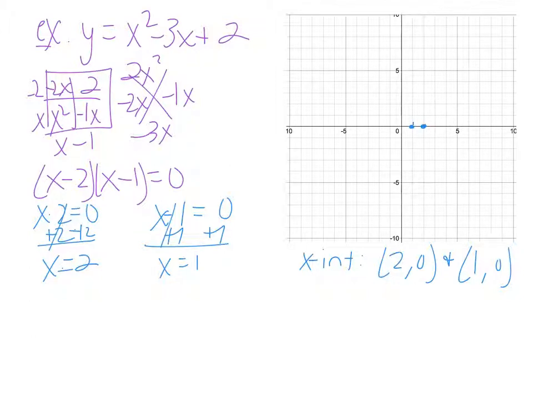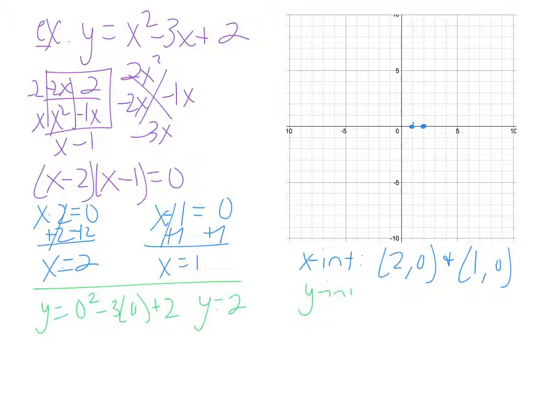So the next thing we want to do is find our y-intercept. So we're going to plug 0 back in for x. So y equals 0 squared minus 3 times 0 plus 2. So y is going to equal 2. So on our y-intercept, we'll have a point at 0, 2. And this is going to be a concave up parabola. It's positive. It's going to be opening upwards. And now we want to find the vertex.